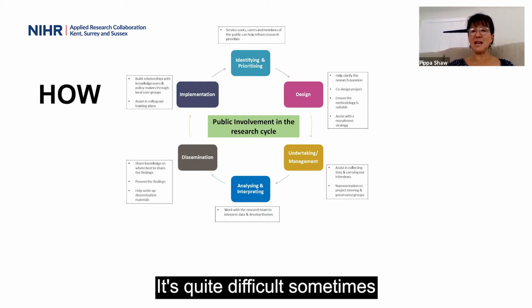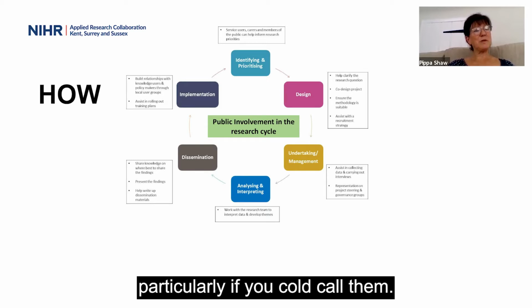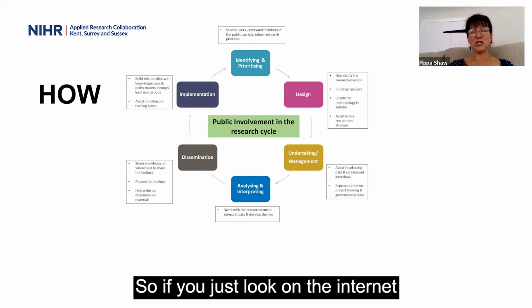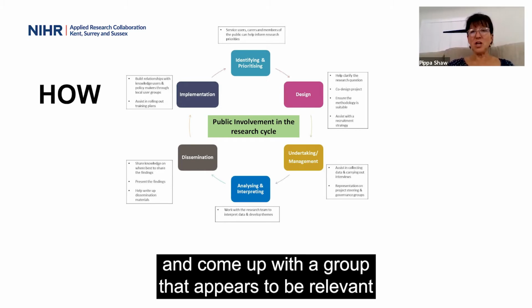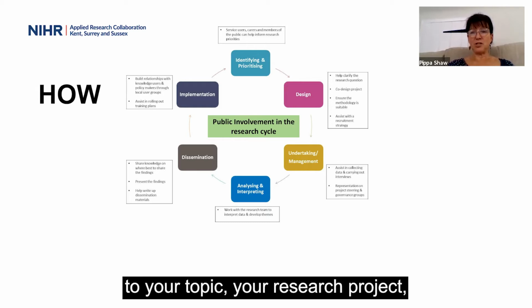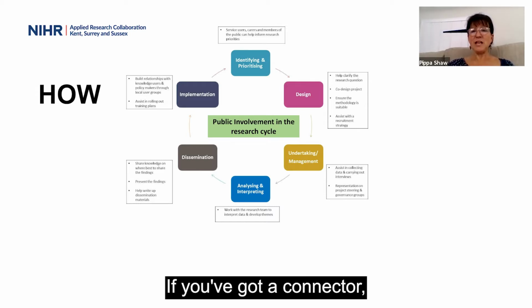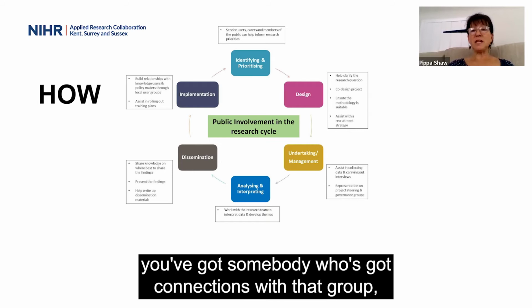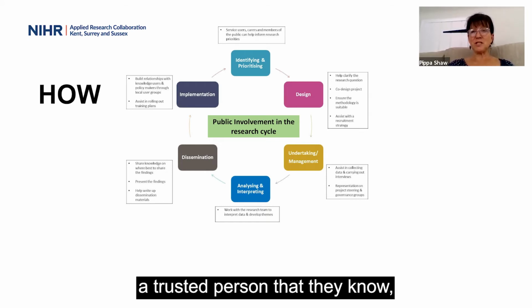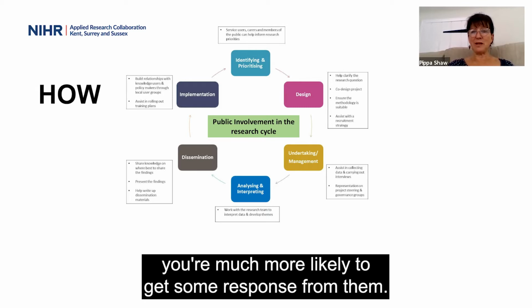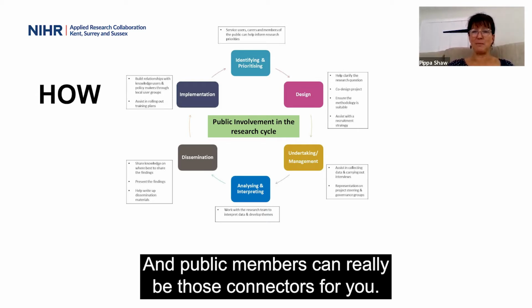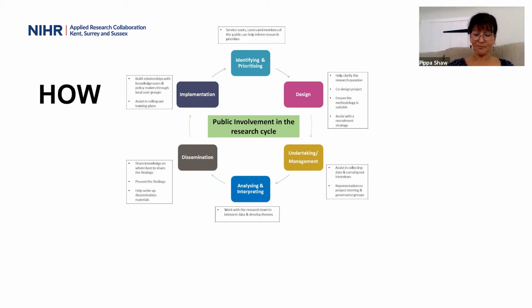It's quite difficult sometimes to get engagement with local groups, particularly if you cold call them. So if you just look on the internet and come up with a group that appears to be relevant to your topic, your research project, just ringing them or emailing them is likely not to get a very good response. If you've got a connector, you've got somebody who's got connections with that group, a trusted person that they know, you're much more likely to get some response from them. And public members can really be those connectors for you.